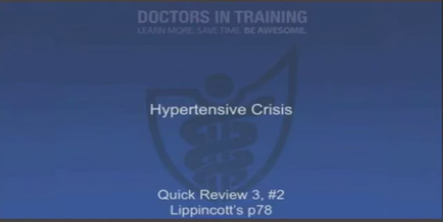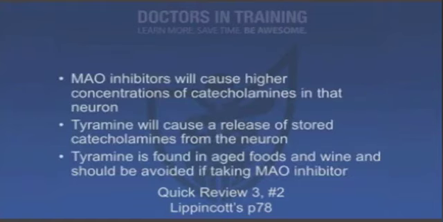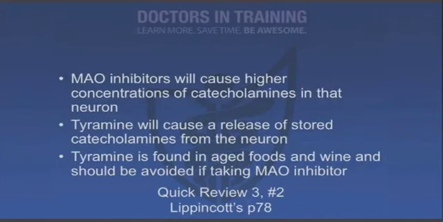Well, the answer is hypertensive crisis, and this is why. If you have an MAO inhibitor, that means you're going to have a higher concentration of catecholamines in that neuron. Now, tyramine, for some reason, will also cause this sort of dumping syndrome where all those stored catecholamines get released from that neuron. So anything with aged ingredients, not just Chianti wine, it's actually pretty much all wines, though Chianti might be a little bit worse, but wines, aged cheeses, beer, things that are aged tend to have a lot of tyramine in them, and you want to avoid those if you're taking an MAO inhibitor. Now, luckily, very few people take MAO inhibitors anymore for depression, so you don't run into this too often.